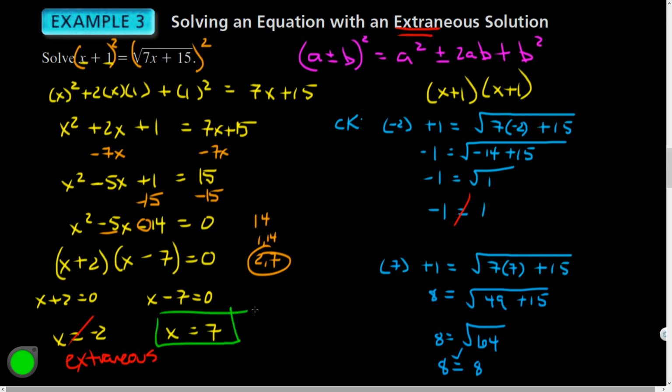So, the actual answer is only 1. There's only one answer in this case. Now, be careful. Sometimes both of the solutions that come out could be extraneous. And if they're both extraneous, then that would mean that there was no solution to the problem.